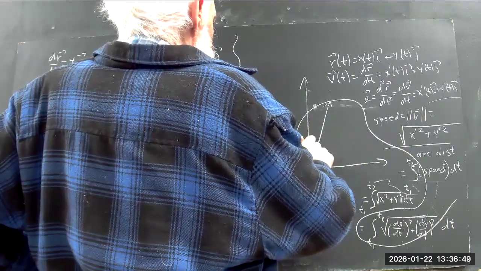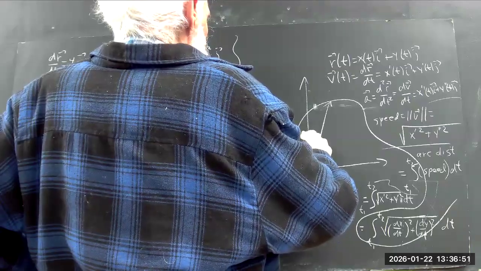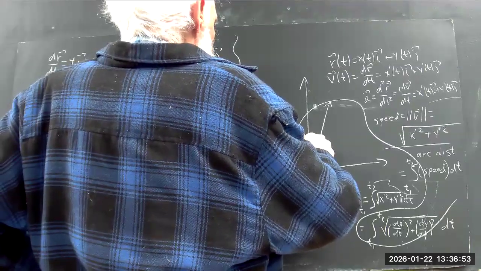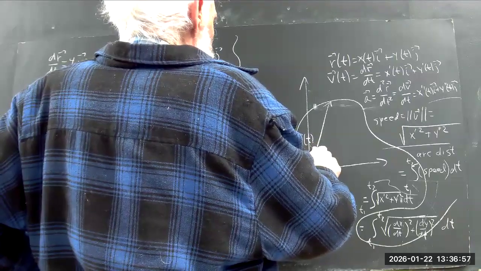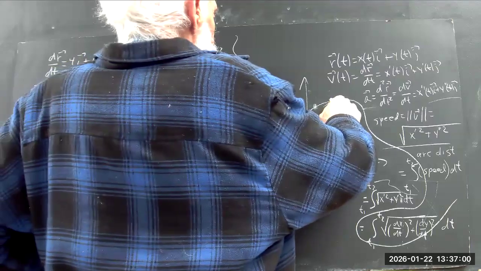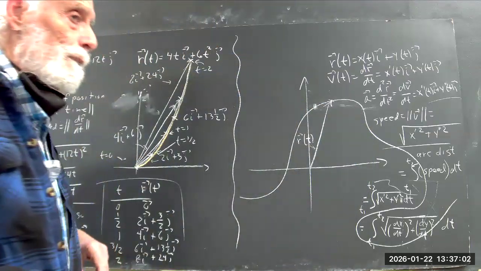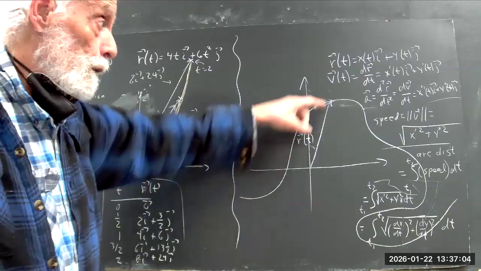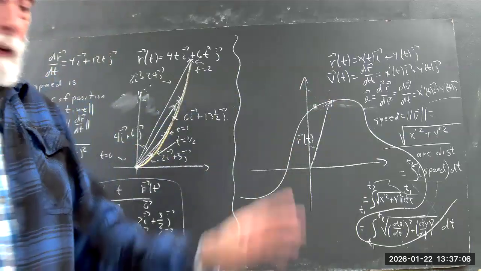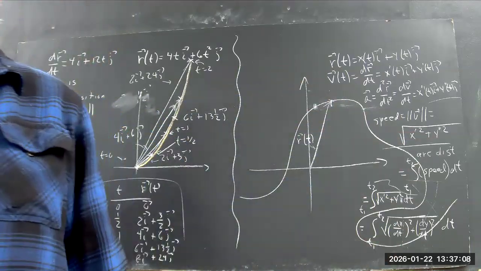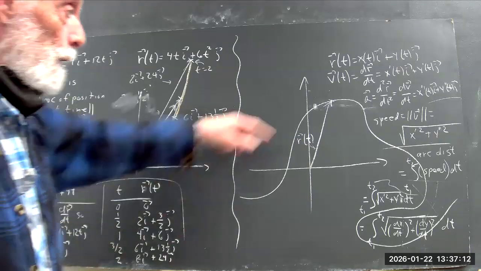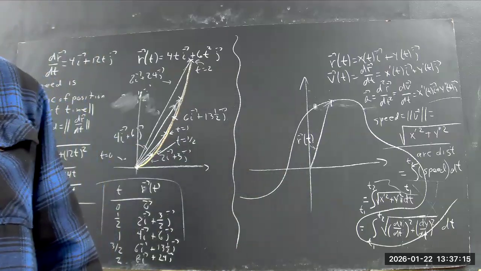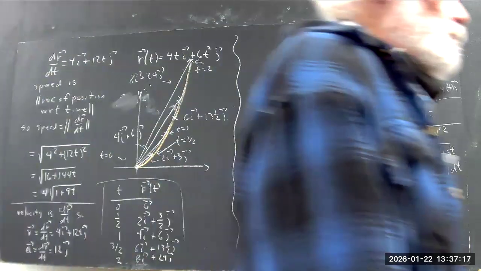Here's R of t vector. And here's my point on the curve. The R of t vector is rooted at the origin. It just moves around, tracing out your curve. Okay? So what's my direction right here? How am I going to calculate just my direction?